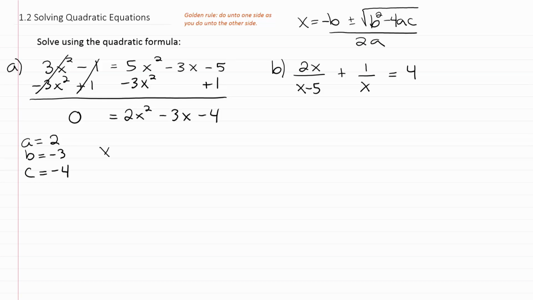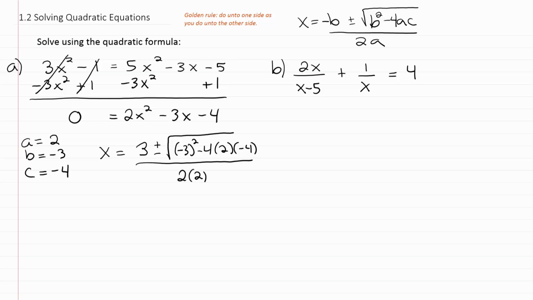So we'll end up having that x is equal to negative b, so that'll be negative 3, which just makes positive 3, plus or minus the square root of the b term squared, that'll be negative 3 quantity squared, minus 4 times the a term, which is 2, times the c term, which is negative 4. And then all of that will be over 2 times a, or 2 times 2 in this case.